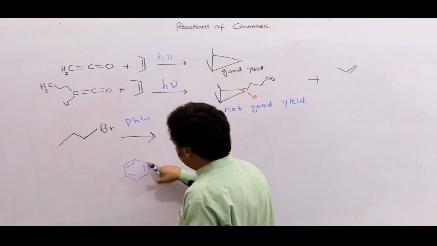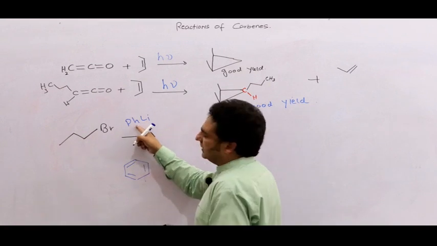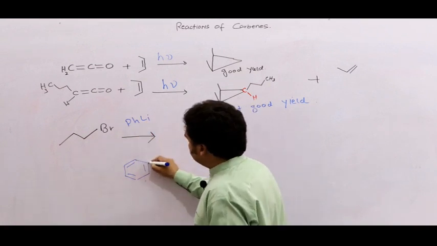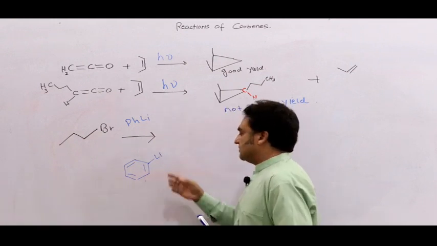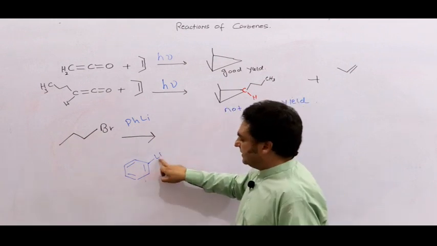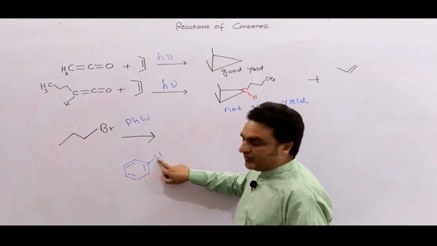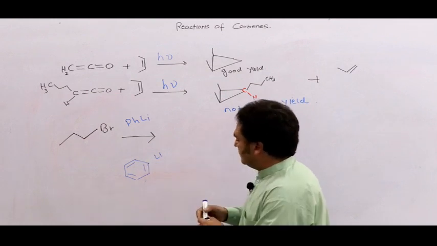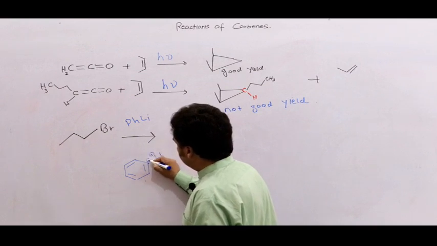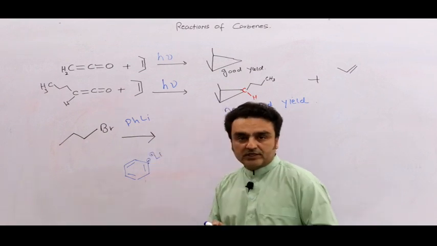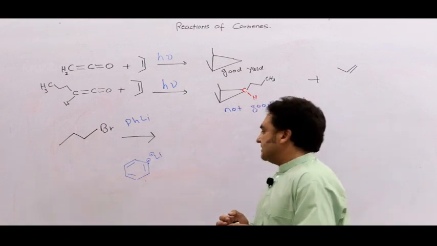This is phenyl. Here, one proton is replaced, substituted by a lithium. Okay, this is phenyl lithium. As you know, lithium is very much electropositive, so it is almost negative and this is positive. So this carbon is very much basic in nature.